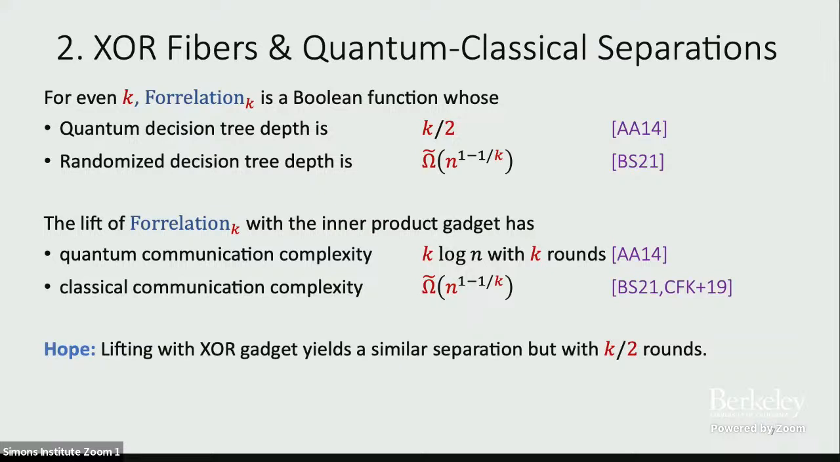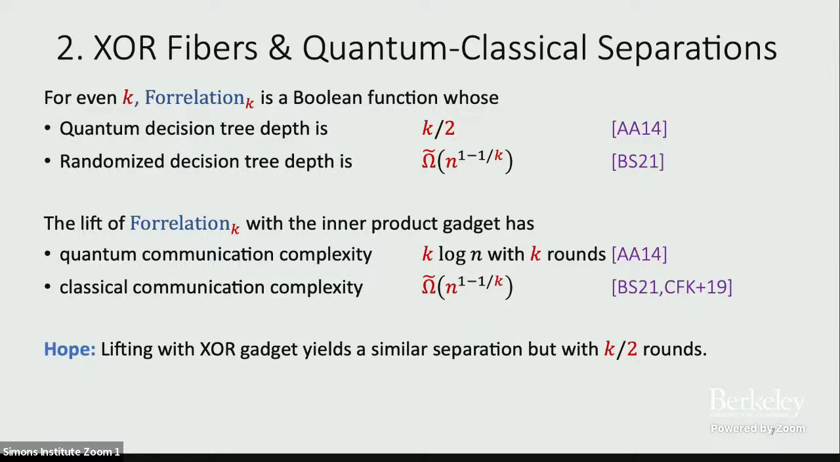Now we ask, what about communication complexity? It turns out that you can lift this separation from the query complexity world to the communication complexity world using the inner product gadget. And that gives you a problem in communication with a small cost quantum protocol with k rounds. But every classical protocol requires communication n to the 1 minus 1 over k. Now we ask, is this an optimal separation? Can you get a better separation?